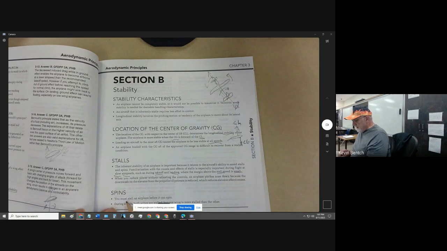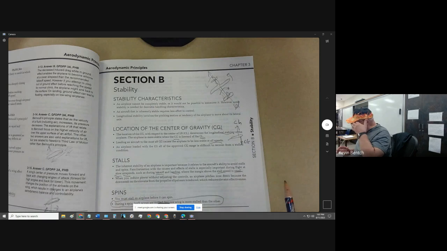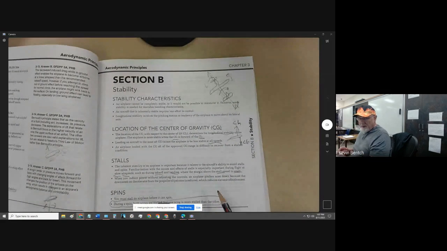Spins. You must stall an airplane before it can spin. During a spin, both wings are stalled, but one wing is more stalled than the other. This one I struggle with. I really had to read this a bunch of times before I could get it on the test. Because, yeah, one wing's more stalled than the other, but they're both stalled. That's important.